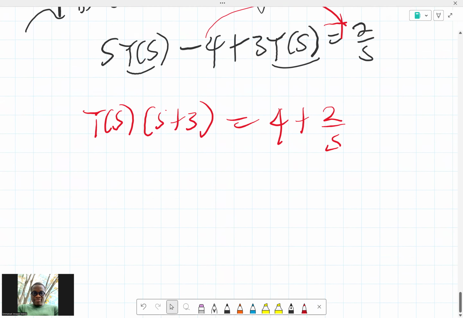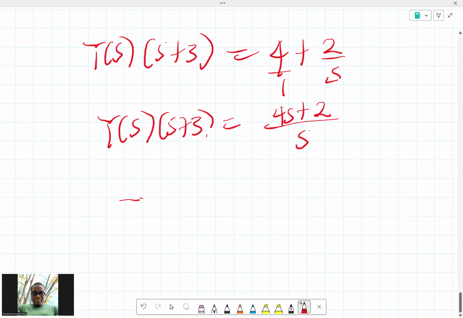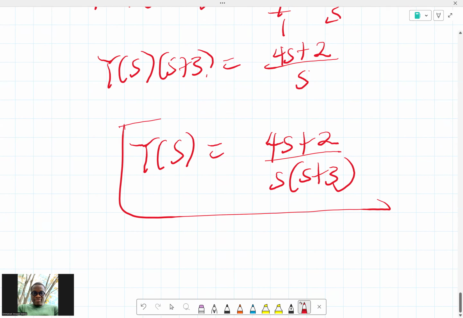So that now we have y of s into s plus 3 is equal to the LCM, which is s. So 1 is s, 4 times s is 4s, plus 2. So that is 4s plus 2. So now we have y of s is equal to 4s plus 2 all over s into s plus 3. That's if we divide both sides by s plus 3.